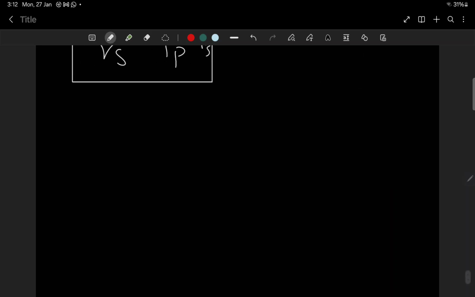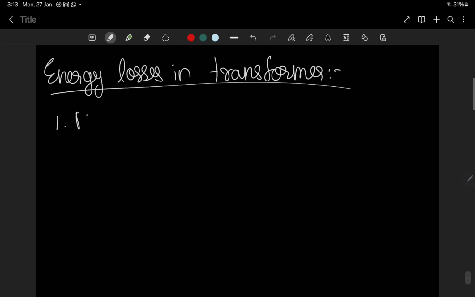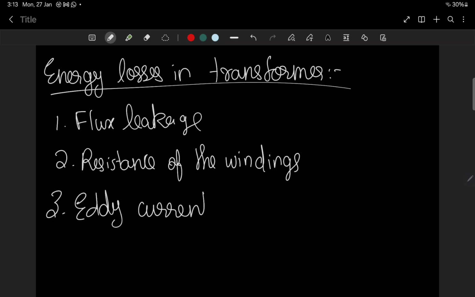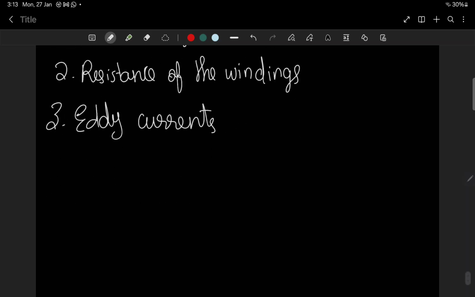Okay. Yes. Now I am going to just tell about one thing. This very important question can be asked. Energy losses in transformer. Just learn some energy losses. One, flux leakage. Two, resistance of the windings. Eddy currents. Hysteresis loss. This is not a theory, not a derivation, but these four things please learn and keep it up.